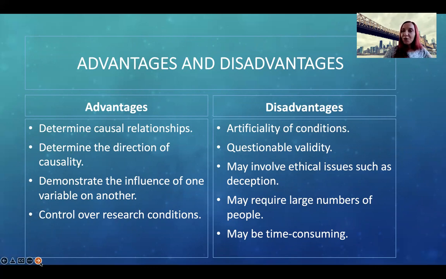Now, let's take a look at advantages and disadvantages of experiments. One of the key advantages is determining causal relationships. So this is the method that actually allows us to determine cause and effect. Are we able to do that with surveys? We're actually not. There is one example where we can determine causal relationship, but we can't do it with other methods.